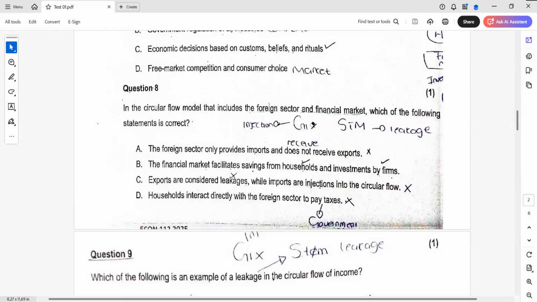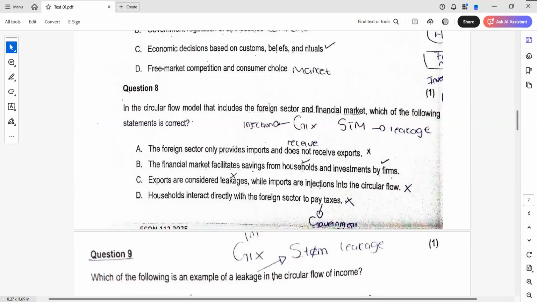And then the financial markets. The households and the firms save in the financial market, right? And also the financial market provides investment to the firms, right? So what are they saying here? In a circular flow model that includes the foreign sector and the financial market, which of the following statements is correct? Okay, now let us read.